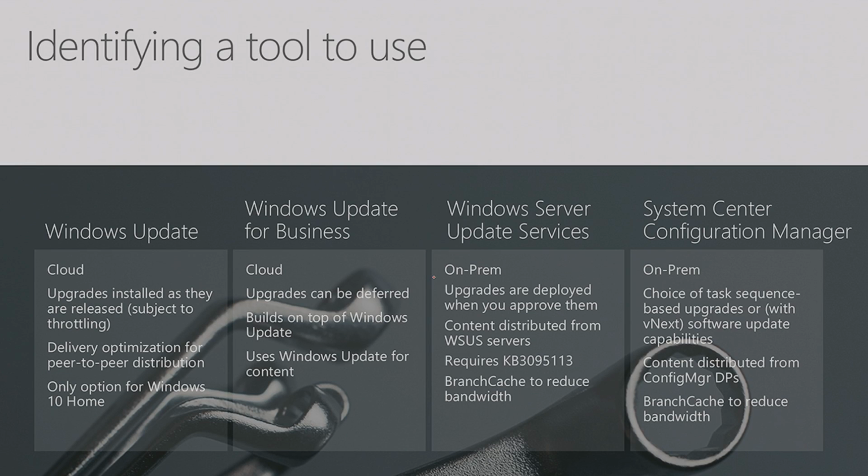Now we want to spend a little bit of time looking at each one of those tools so that you understand really what that looks like. How do we set up these rings? How do we do the deployment? We're going to start off with Windows Update for Business, and Brian McNeil will come out and talk about that one.